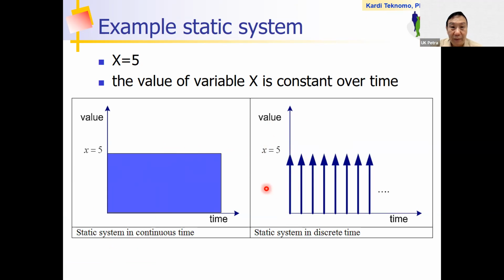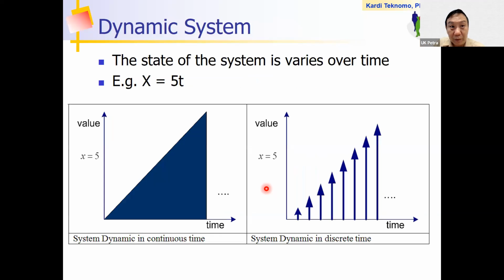Okay, so when we say a static system, the value of the variable x is constant over time. It doesn't mean there is no time. When we say static system, there is still time, but the value of that variable is constant over time. Is it clear? So when we say dynamic system, the state of the system varies over time.